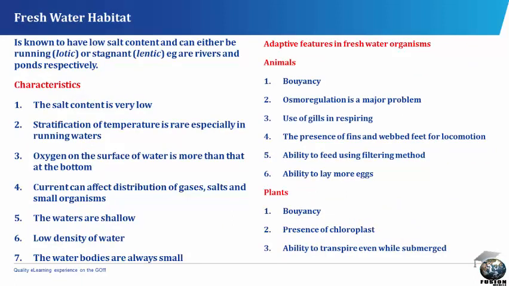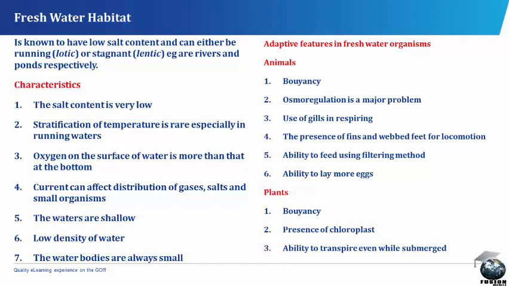Freshwater habitat. Freshwater habitat is known to have low salt content and can either be running, also known as lotic, or stagnant, also known as lentic. For example, rivers and ponds respectively. Their characteristics include: 1. In freshwater habitat, the salt content is very low.